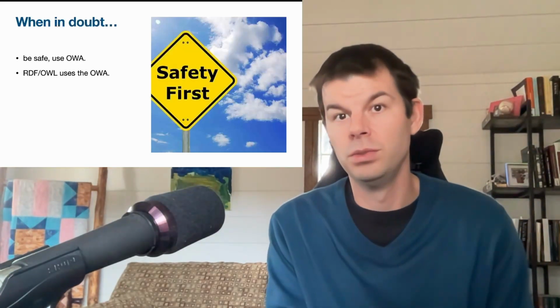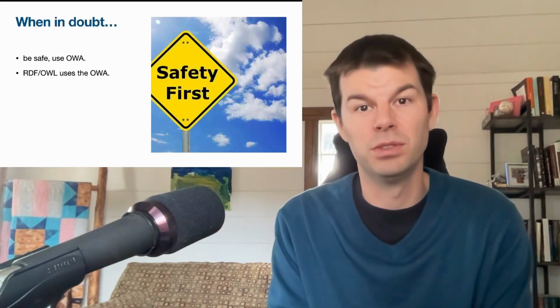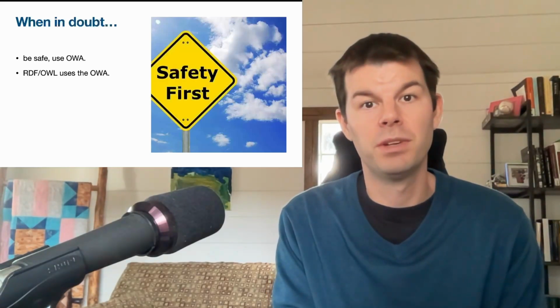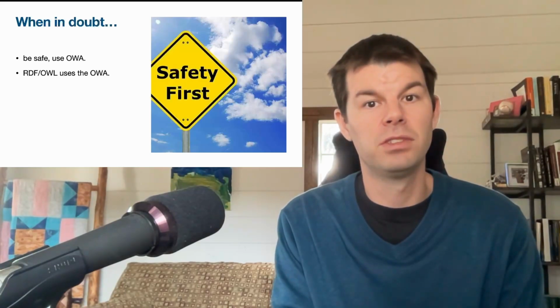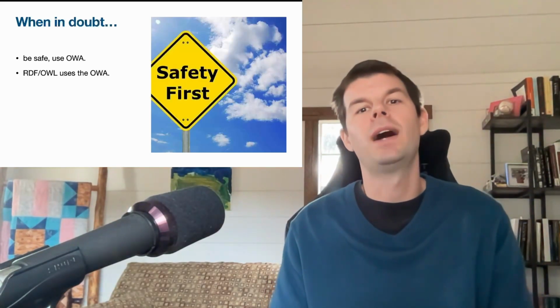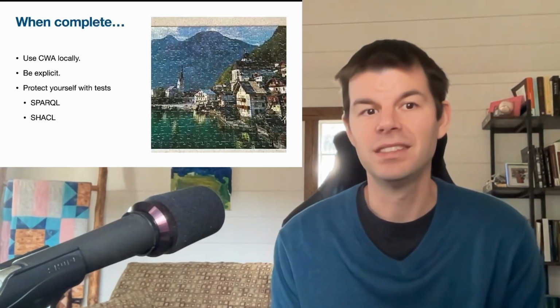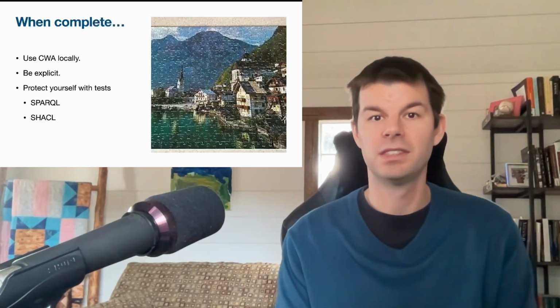And RDF OWL uses that open world assumption. And the reason for this is you'll never get anything false by using the open world assumption. If I know some piece of information, then I can declare it. And if I don't know whether a piece of information is true, I shrug my shoulders and say, I'm not sure. There might be things that are true outside of what my model gives me. But when we're sure our data model is complete, then we can use the closed world assumption locally, and we should be explicit about it.